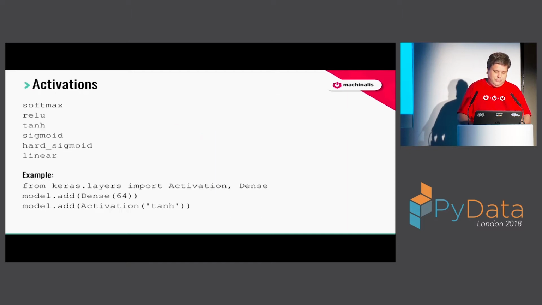Then you have activation functions. It supports softmax, ReLU, and the normal sigmoid. Keras supports the standard base of elements to train models.